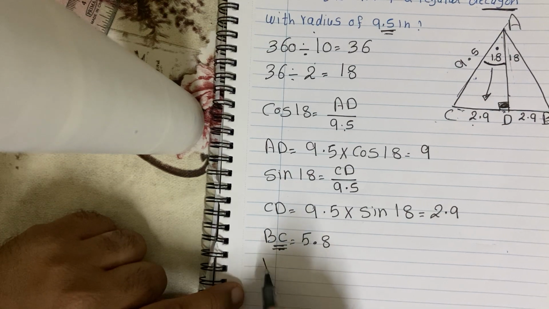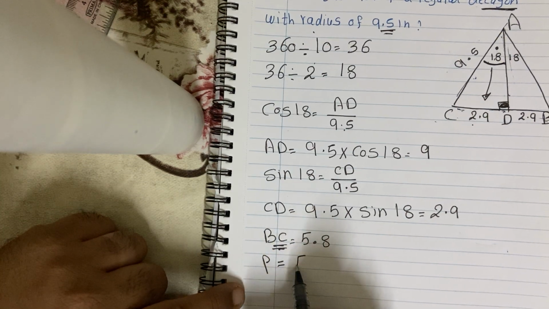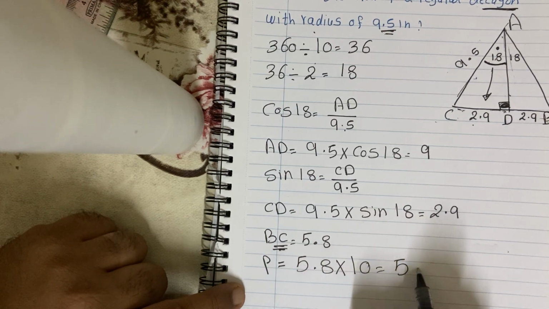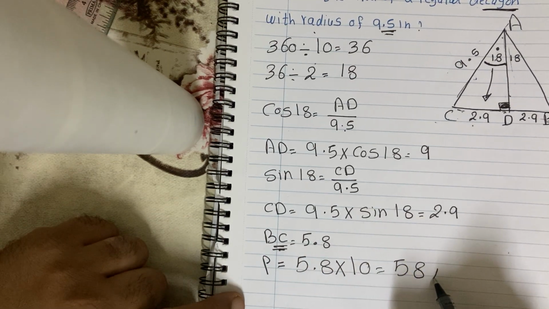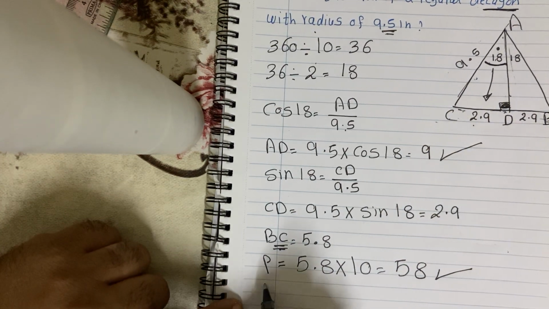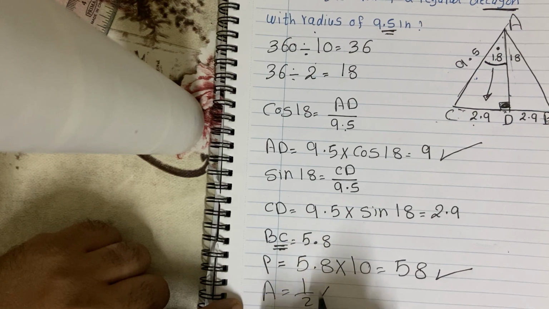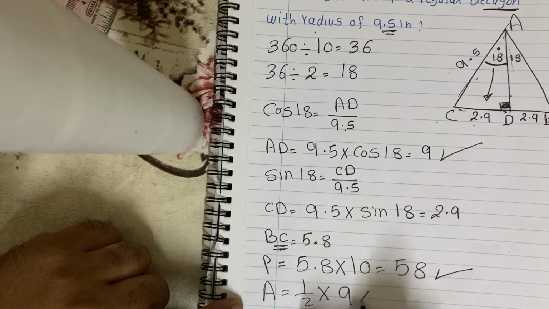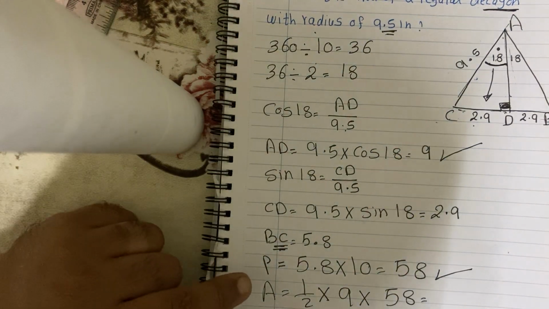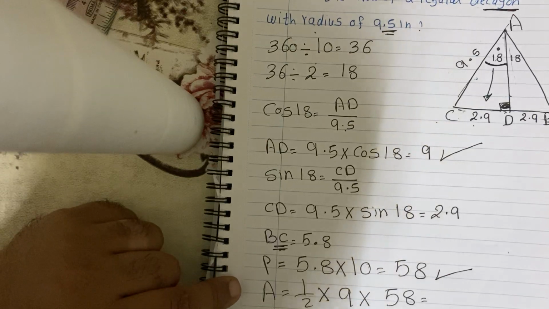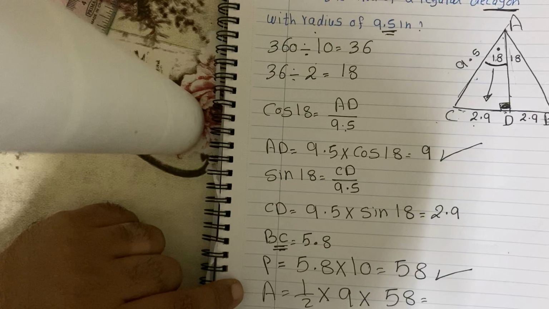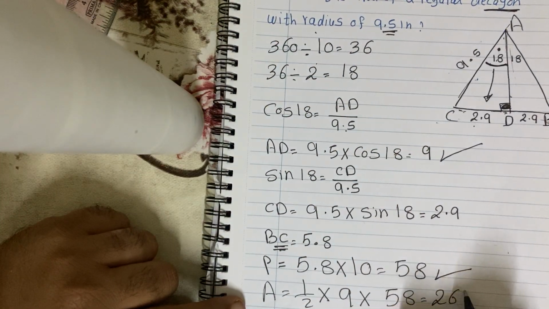Now we have the side of the decagon. How can we find the perimeter? The perimeter is 5.8 times 10, which is 58. Now we have the perimeter, and here is the apothem. So the area equals half times the apothem, which is 9, times 58. Half times 9 times 58 is 261.